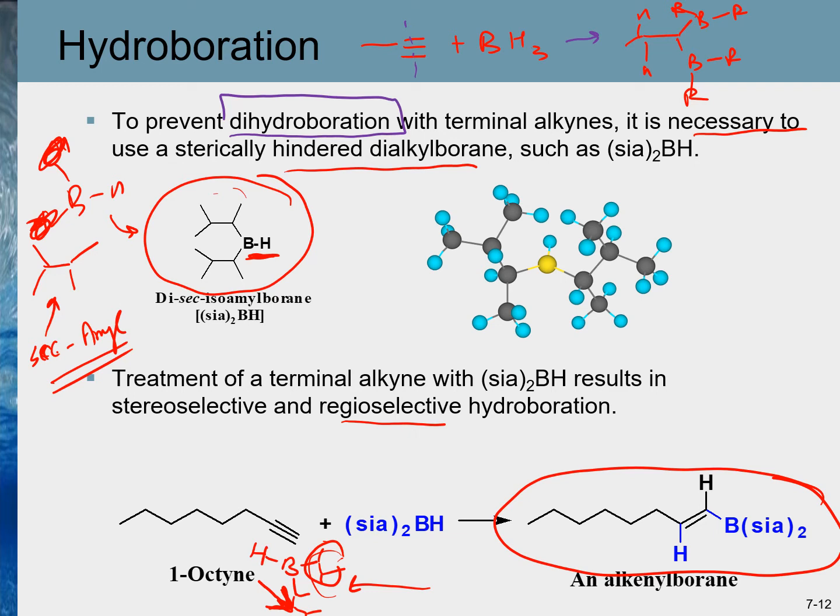So in other words, hydrogen adds to the carbon atom which is internal to the alkyne, or the carbon atom which is more substituted, and boron is added to the carbon atom which is less substituted because of the steric hindrance caused by these bulky amyl groups. This addition is again a syn addition. Both hydrogen and the boron will be on the same side of the double bond.